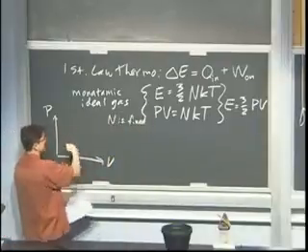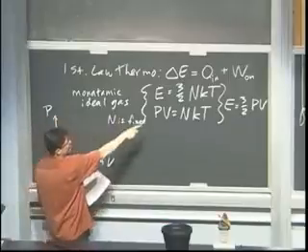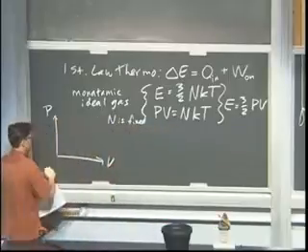Temperature is not fixed. As we figured out last time, temperature varies throughout this plot, and it varies according to this equation: the bigger P times V is, the bigger the temperature. So high temperature, low temperature. Great. So let's just do this one more time.